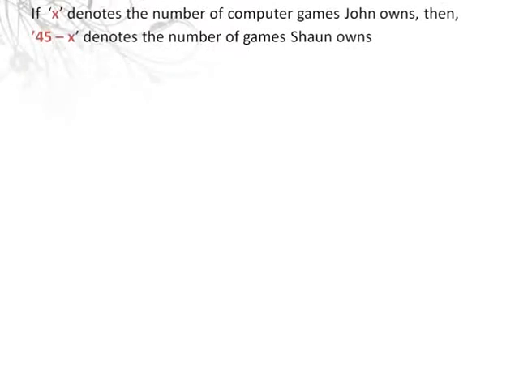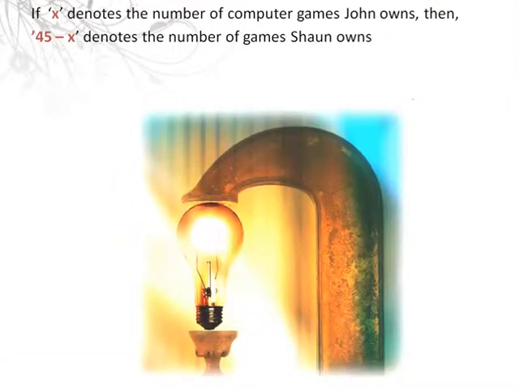In the problem, let us try denoting the number of computer games John owns by x, then the number of games Shaun owns can be denoted by 45 minus x. Now, how did this come? Let us try scratching our brains. Because the total number of computer games is 45, if one owns x, the other must own 45 minus x games.